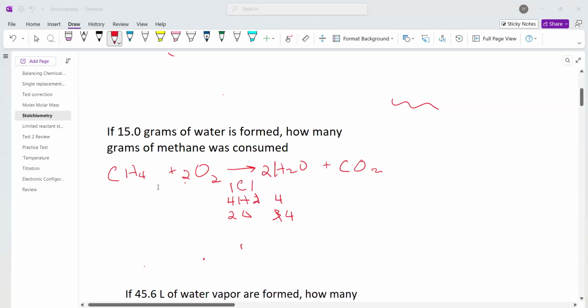Okay, it's balanced now. So how do you know it's balanced? Because carbons are equal on both sides, hydrogens are equal on both sides, oxygens are equal on both sides.